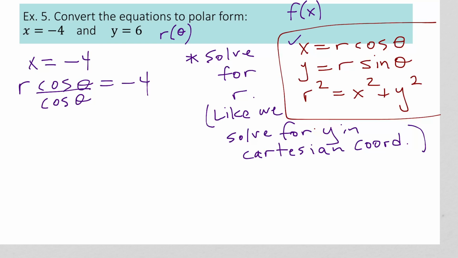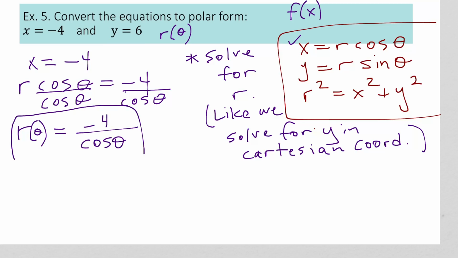Okay, so solve for r like we solve for y in Cartesian coordinates. In order to do that, I'm going to divide by the cosine of theta. What you do to the left, you do to the right. So I'm going to have r of theta now. My r equation is -4 over the cosine of theta. All right, so that's all there is to it.